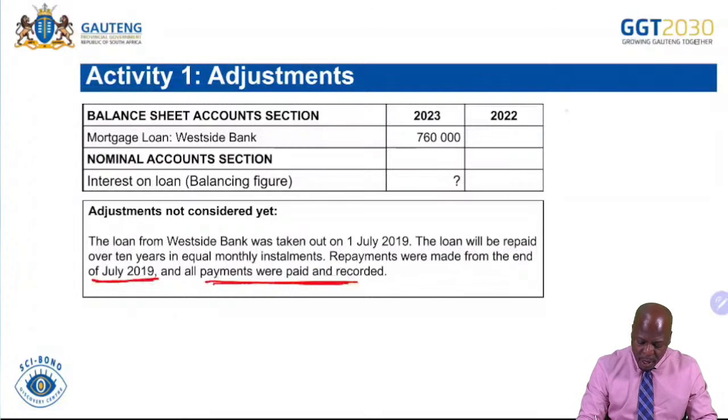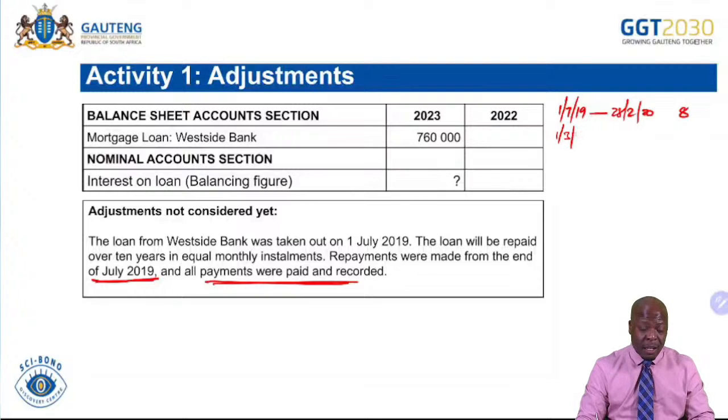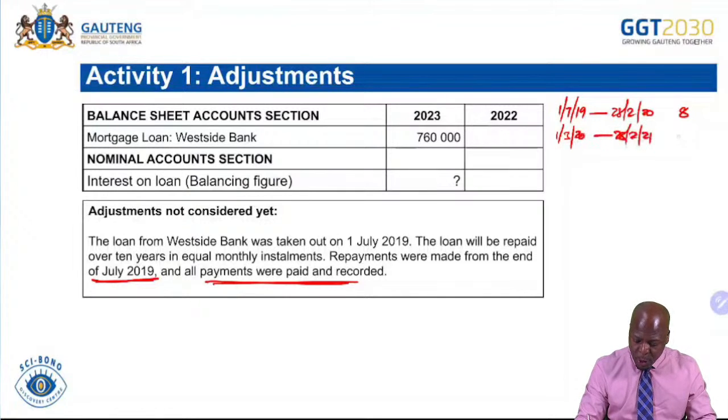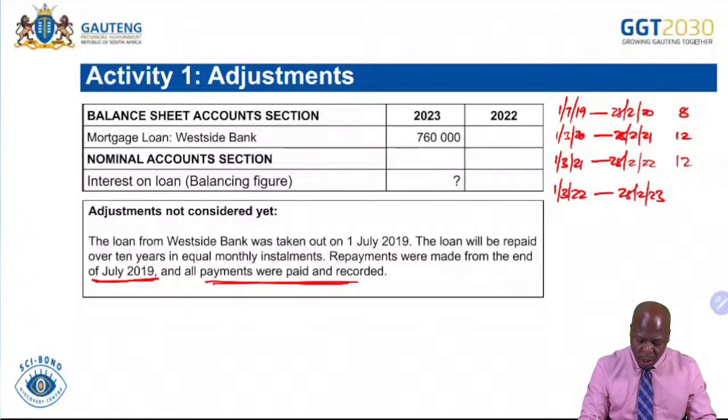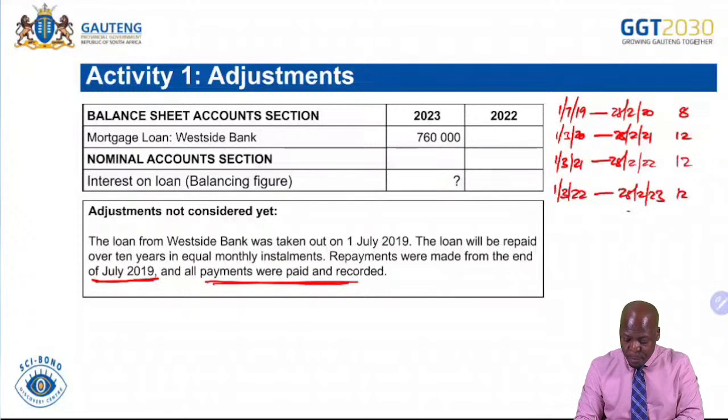In this case, we will now say the loan was taken on the 1st of July, that is 2019. And then until the end of the financial year, which is 28 February 2020, that means we had that loan for this year only for 8 months. Can I go on? The next financial year began on the 1st of March, remember, because it ends in February. So it's going to be 1st of March 2020 until 28 February 2021. That is going to be 12 months. Then the next one is from the 1st of March 2021 until 28 February 2022. That is another 12 months. And then again from the 1st of March 2022 until 28 February 2023, 12 months until now.